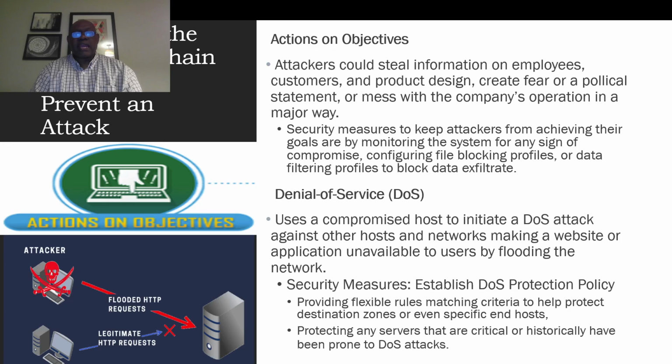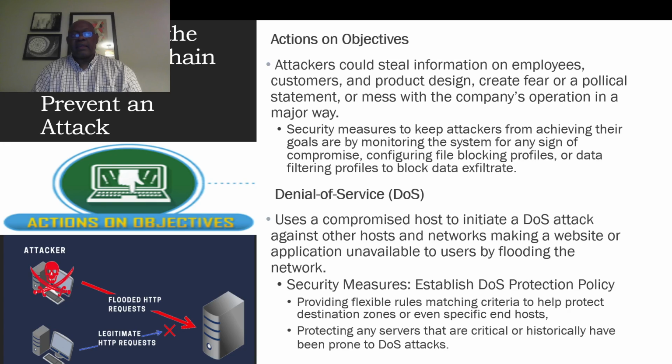The seventh stage of this cyber kill chain is actions on objectives. Attackers could steal information on employees, customers, or product design, create fear or make a political statement, or mess with the company's operations in a major way. The security measures employed to keep attackers from achieving their goals are monitoring the system for any sign of compromise, and configuring file blocking profiles or data filtering profiles to block data exfiltration.